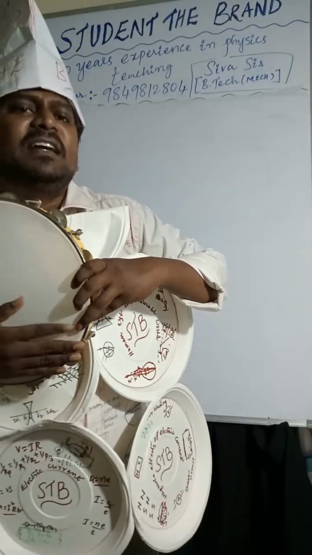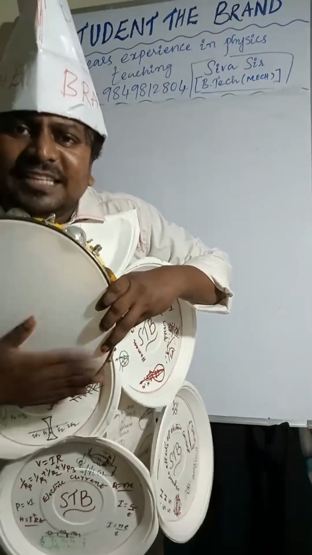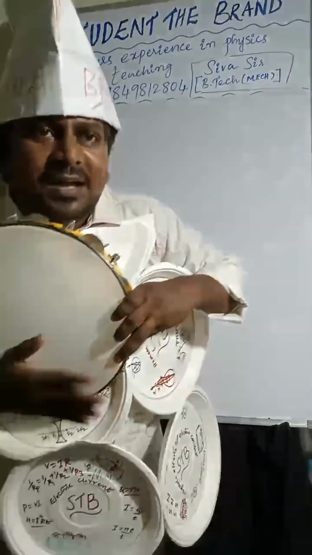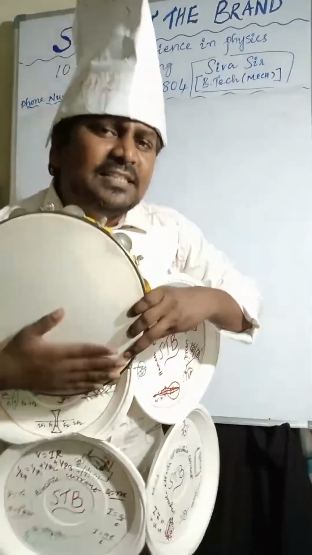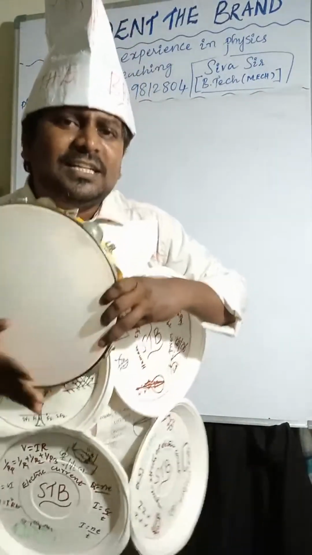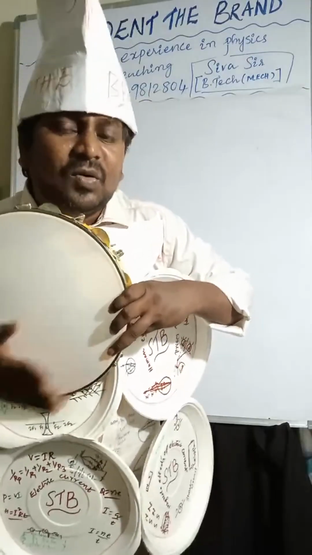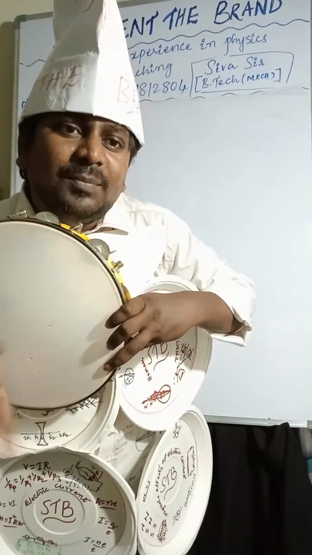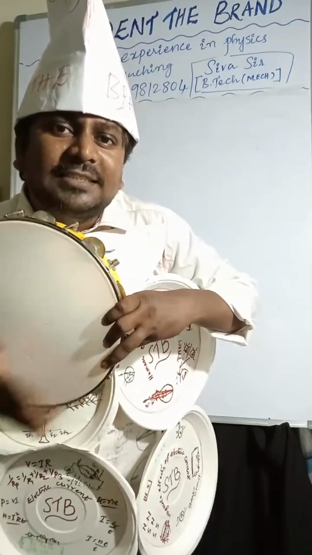Cartesian sign convention. All distances are measured from the pole. Distances are positive along the incident ray, negative opposite to the incident ray. Distances are positive above the principal axis, negative below the principal axis.